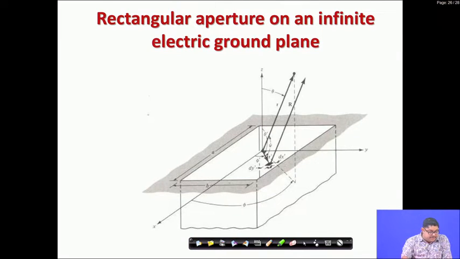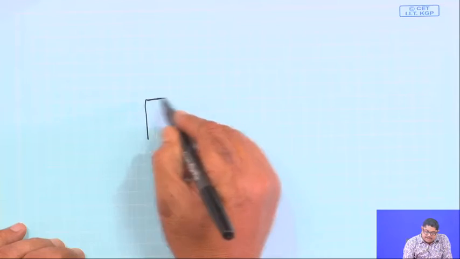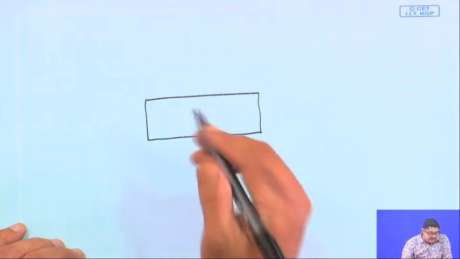we can call it an infinite electric ground plane and we can have an aperture. Now, the aperture may be of any shape. Here we are taking a rectangular aperture. You see, this is the way you can analyze slot antennas. So, let us say that we have a rectangular slot basically. It is an aperture in an infinite ground plane and I can write here the basic aperture diagram.